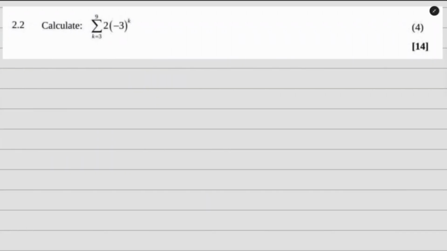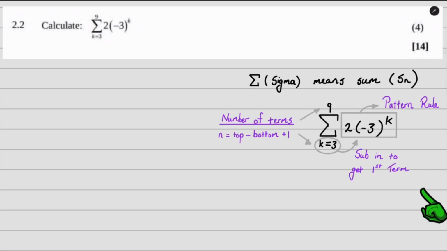Question 2.2 presents us with sigma notation. So you've got to be able to break down sigma notation, and I'm going to quickly illustrate how to do that. The first thing you've got to know is that this symbol is a Greek letter called sigma, and it means get the sum. So they're asking you to get the sum of this pattern.